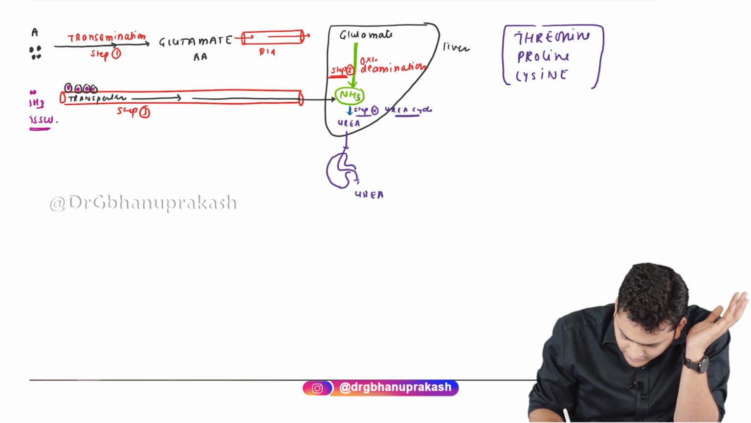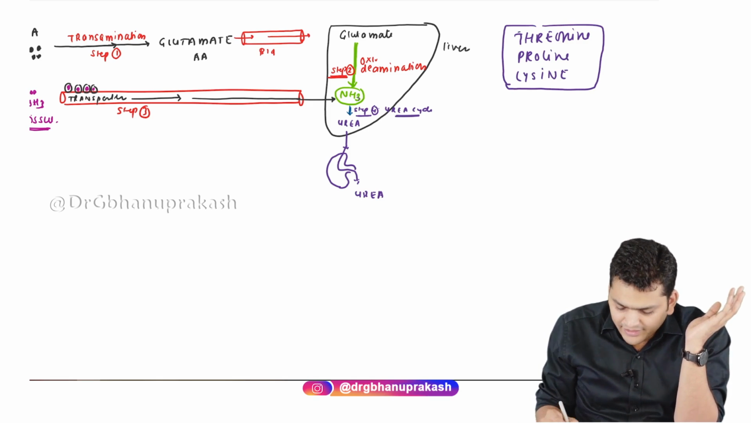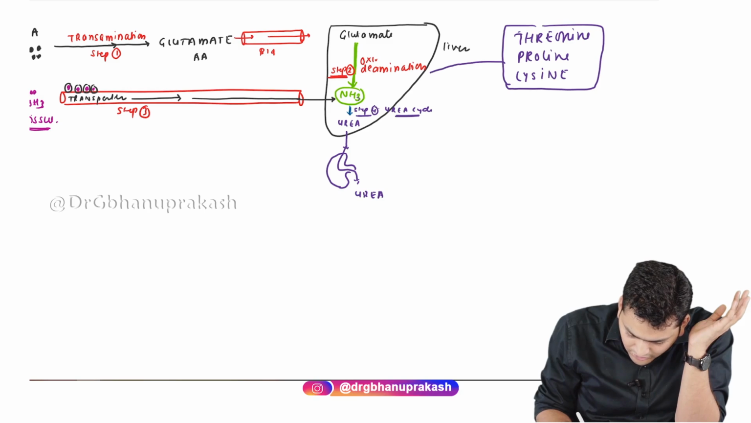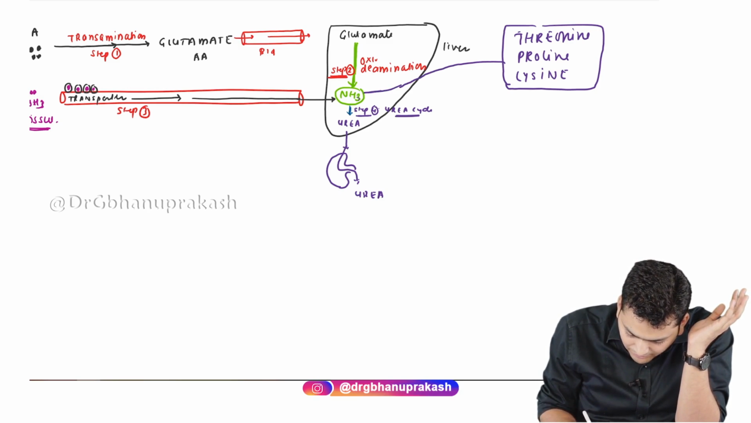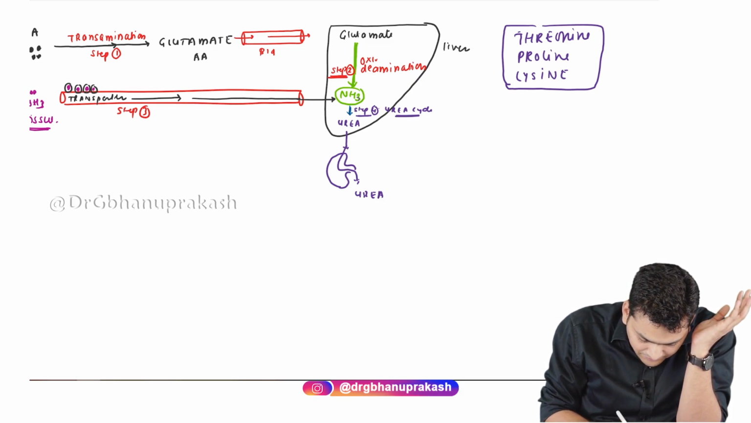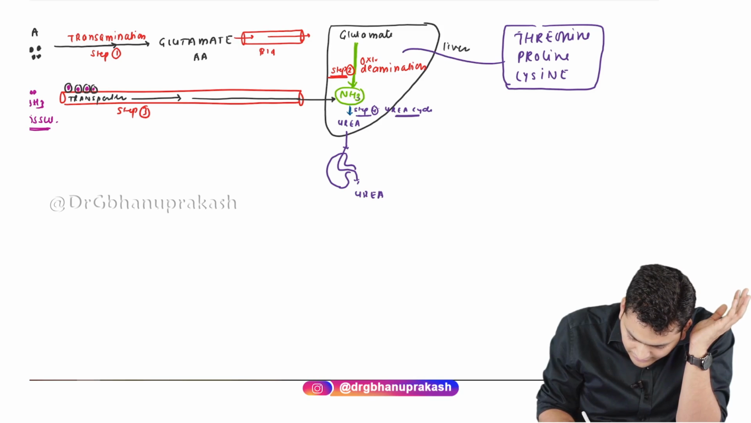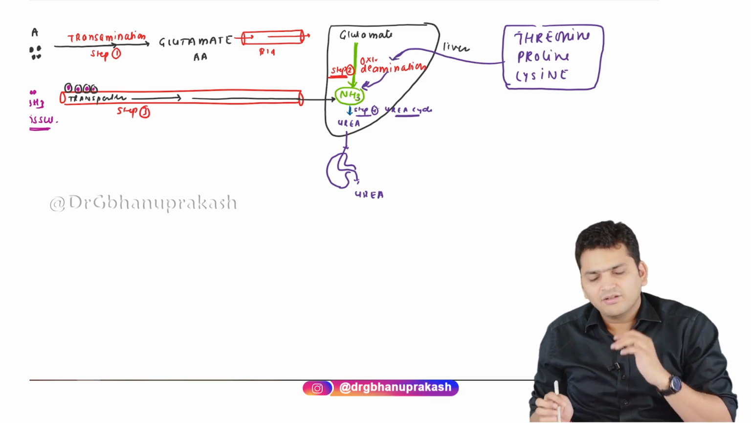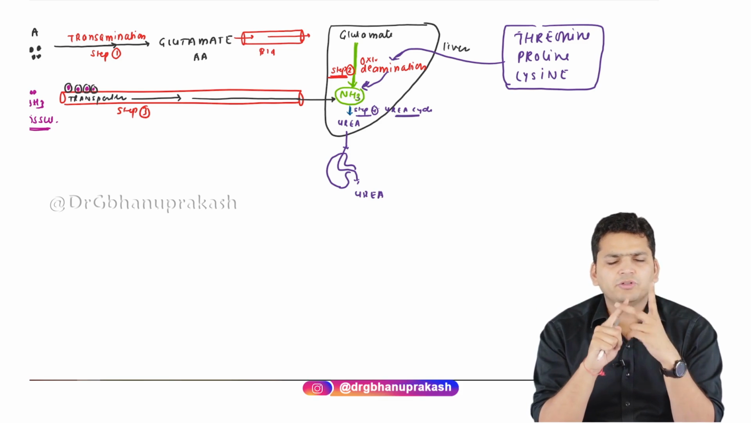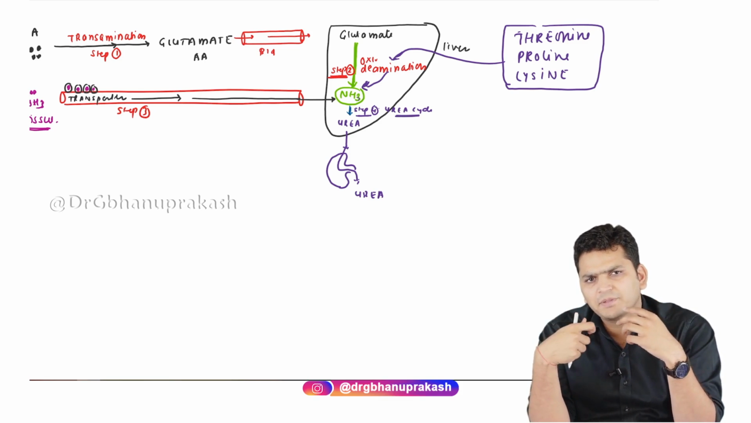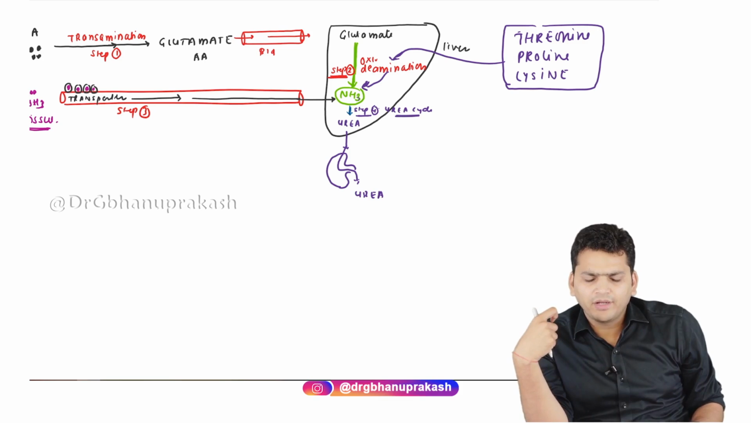These are the 3 amino acids. What they will do is they can directly come to the liver without any transformation. They can directly come to the liver and directly undergo oxidative deamination and will donate their ammonia. So if they ask which amino acid will not undergo transamination, then the answer will be threonine, proline, lysine, because they also have the capacity to donate their ammonia, right?